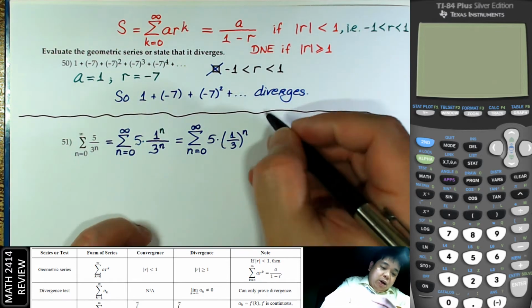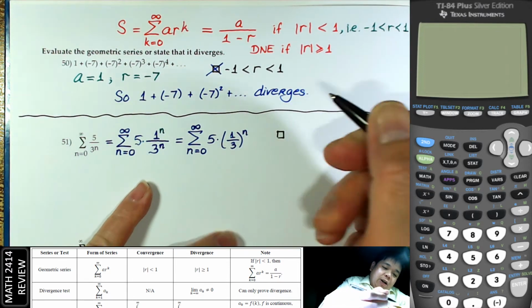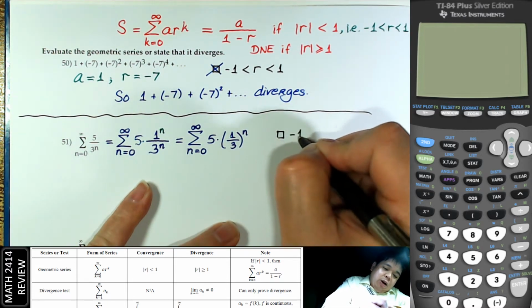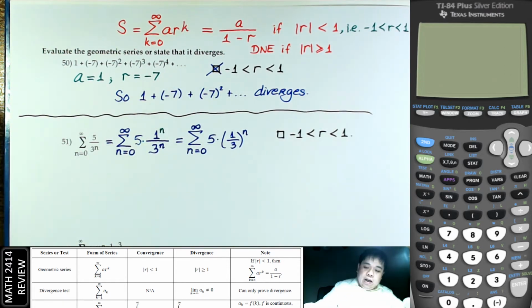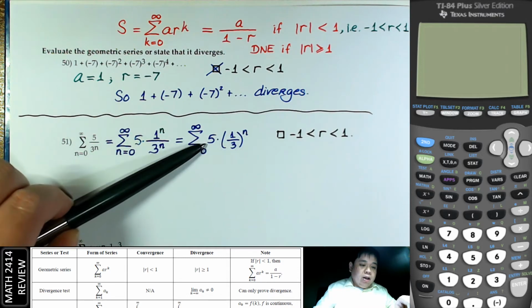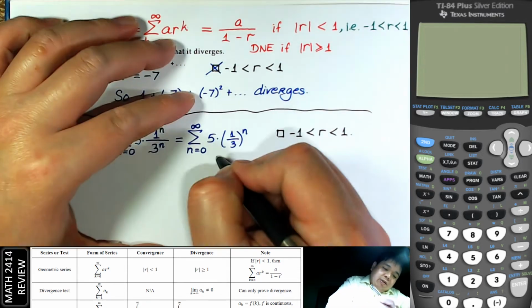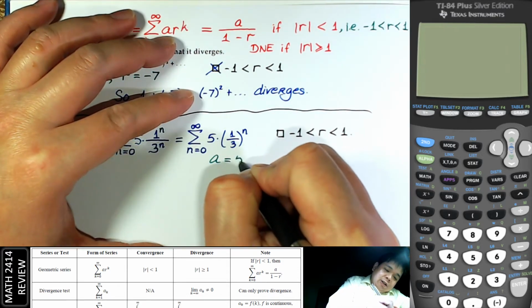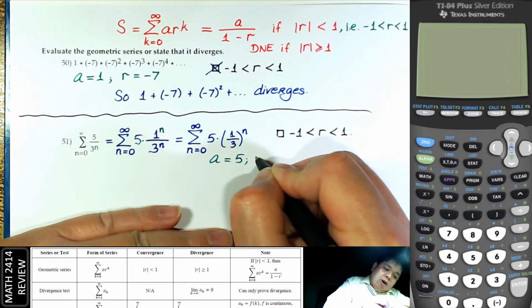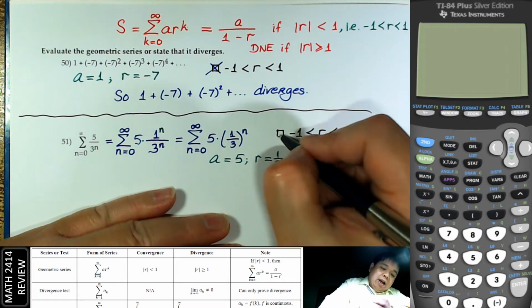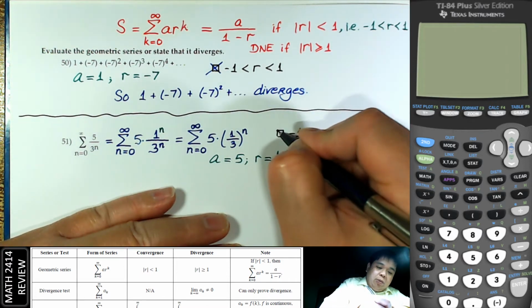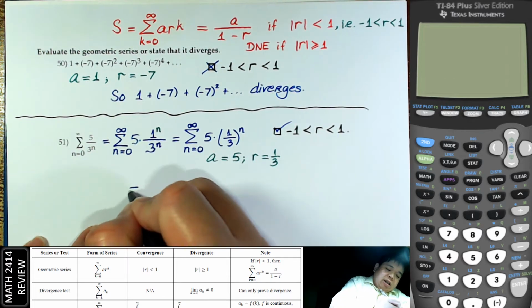And as always, check to see if r is between -1 and 1. In this particular series, a is 5 and r is 1 over 3. And so r, 1 over 3, is between -1 and 1. So we check. That's good.